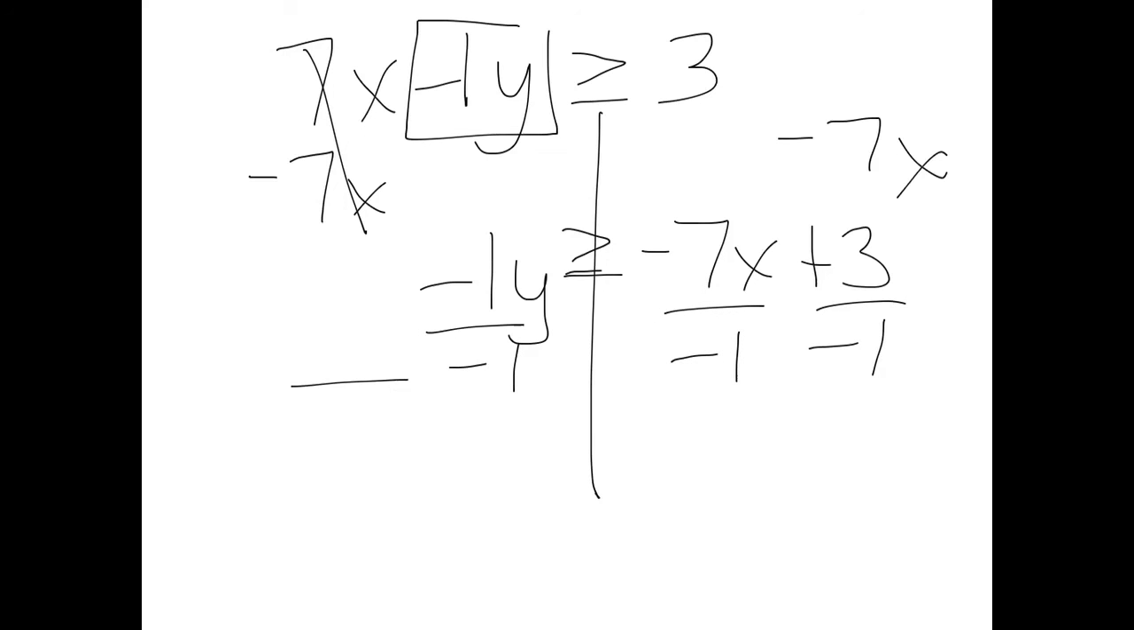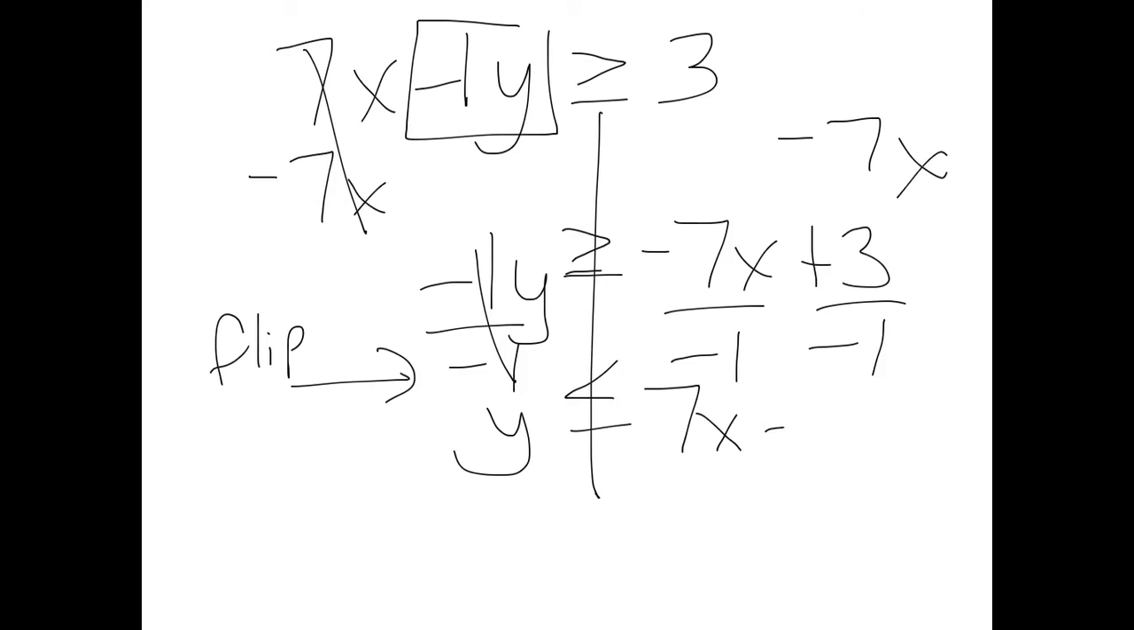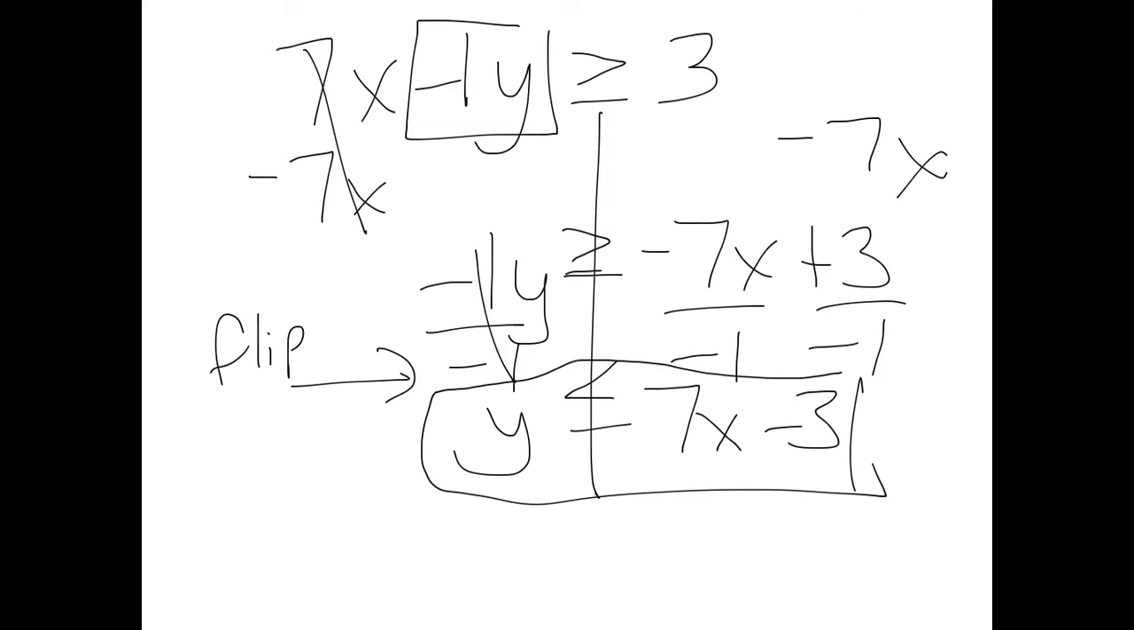And this is the only time we ever do anything different. When we multiply or divide by a negative, we have to flip. So our inequality flips to that way. Negative 7 divided by negative 1 becomes positive 7. 3 divided by negative 1 becomes negative 3. So I get y is less than or equal to 7x minus 3.